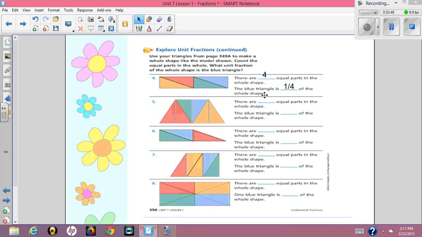We'll be practicing a little bit more, but you can look at that, and I'd like you to read through these and see if you can understand what the unit fraction is that they're looking for.